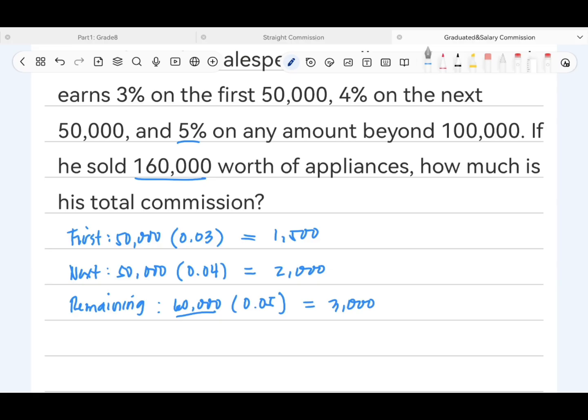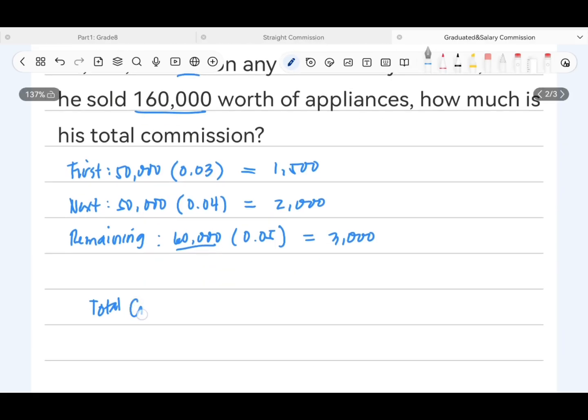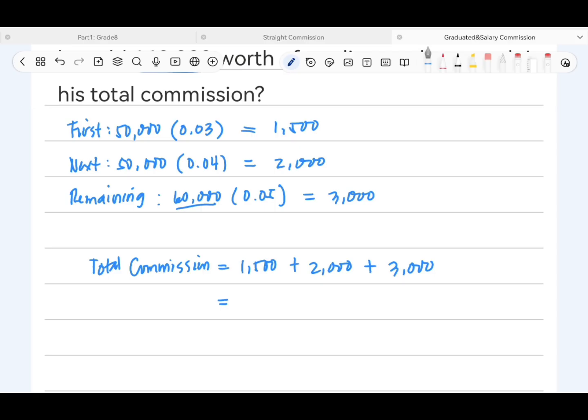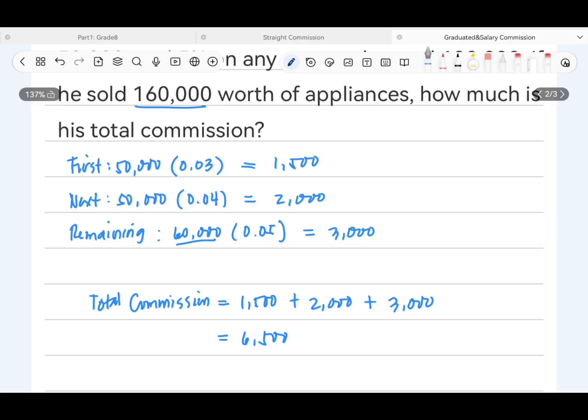And then all you have to do to get the total commission is to add these three here. Okay? So meaning to say, we have total commission is equal to 1,500 plus 2,000 plus 3,000. Then if we're going to add them, 1,500 plus 2,000 plus 3,000, that will give us 6,500. So therefore, Earl, a salesperson, will earn 6,500 commission from selling appliances worth 160,000 pesos.